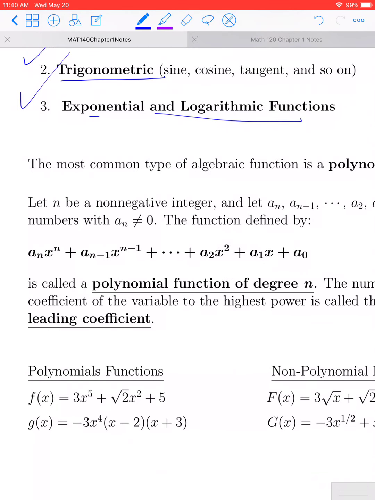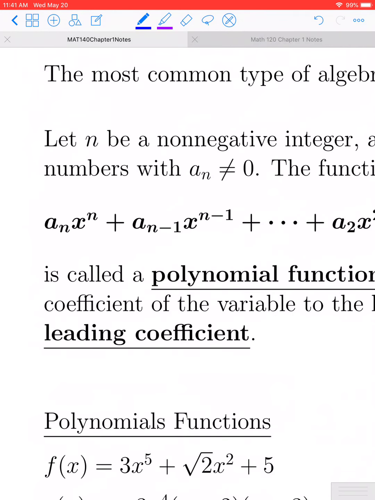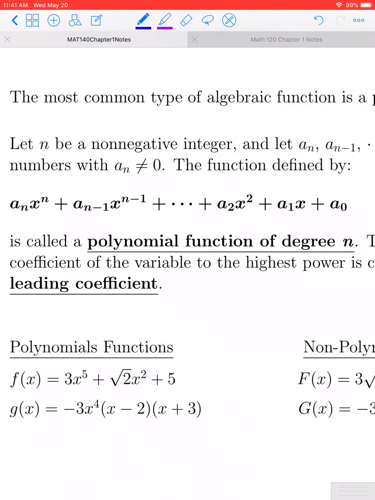A polynomial is simply a collection of integer powers of x, natural number powers of x, along with real number coefficients in front. Generally, a polynomial can be written as a sub n x to the n plus a sub n minus 1 x to the n minus 1, where we write it in standard form in terms of decreasing powers of x, all the way down until we get to potentially a constant term.